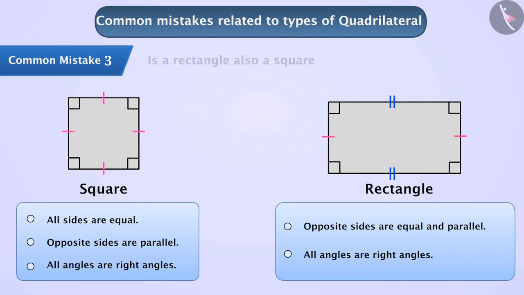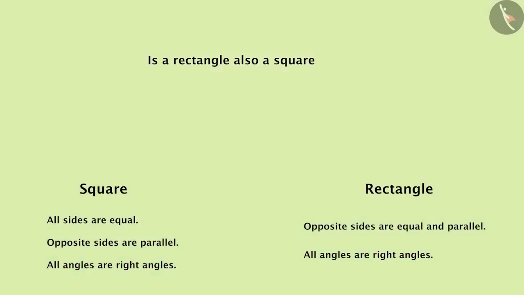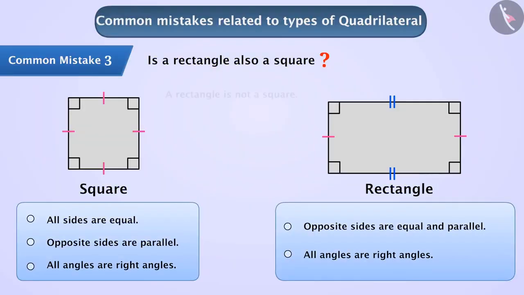Is a rectangle also a square? No. This is not necessary. In a square, it is mandatory that all sides must be equal, but in a rectangle, only opposite sides are equal. Therefore, a rectangle cannot necessarily be a square. So remember that a square can be a rectangle, but a rectangle cannot always be a square.